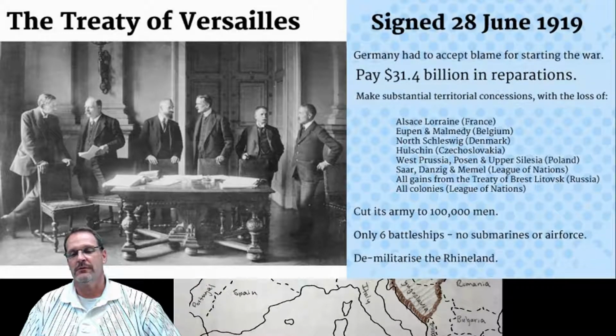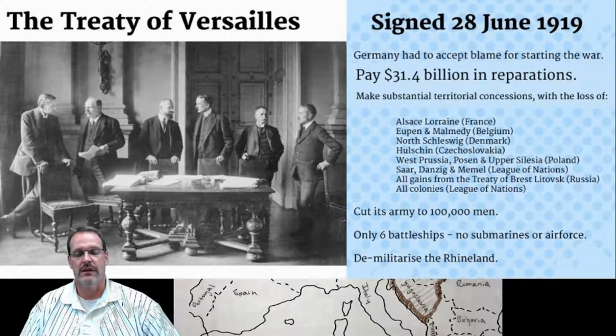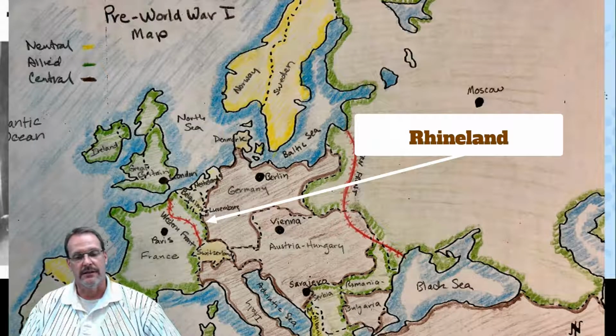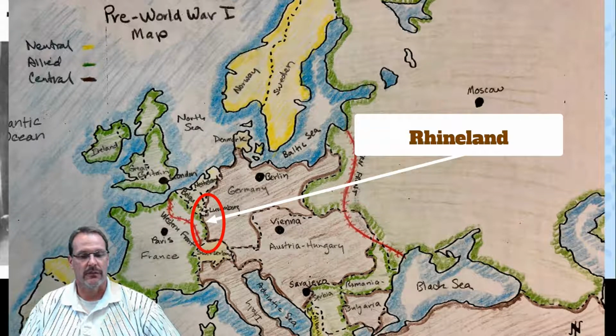So the Germans were faced with a defensive-only army. They were limited in numbers of ships, and they had to demilitarize the area called the Rhineland. And that is this land right in here. This land right in between Paris, France, and Belgium, and the Netherlands, right here. So that's what they call the Rhineland, the land along the Rhine River.